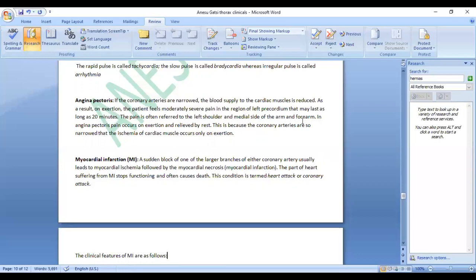Myocardial infarction: you may have a sudden block of one of the larger branches of either coronary artery, and it usually leads to myocardial ischemia, followed by myocardial necrosis. So the part of the heart suffering from myocardial infarction actually stops functioning and often causes death. This condition is termed heart attack or coronary attack.